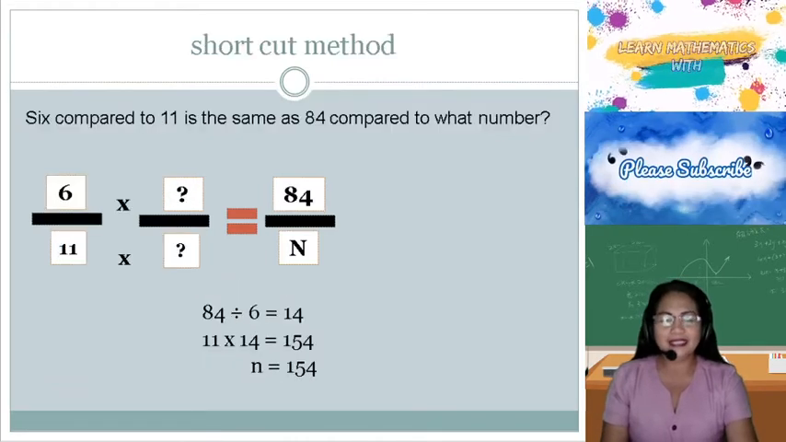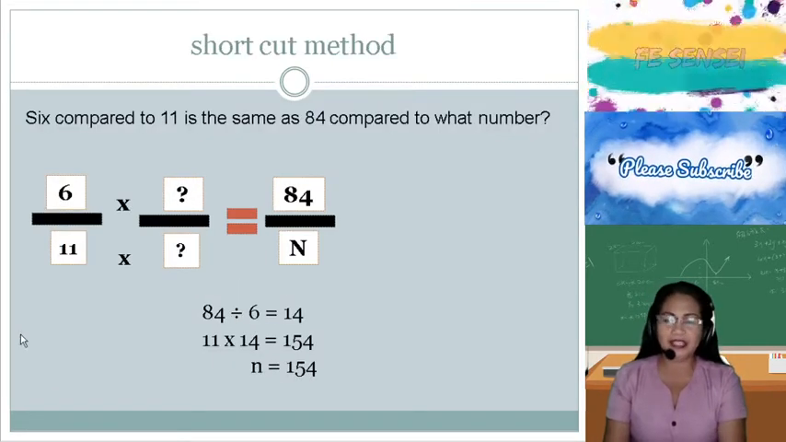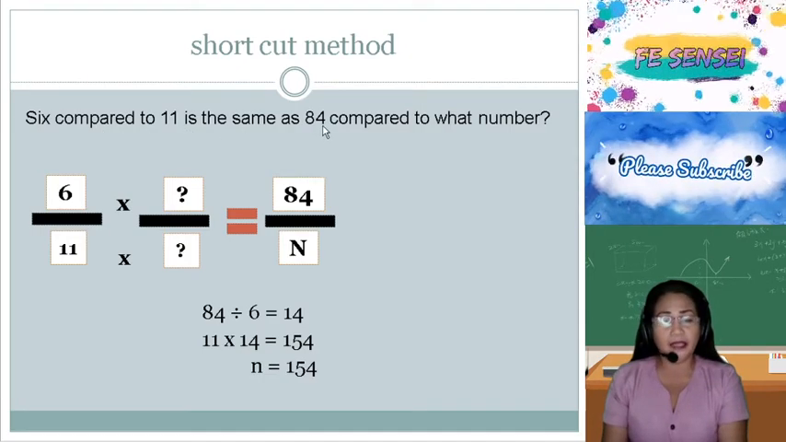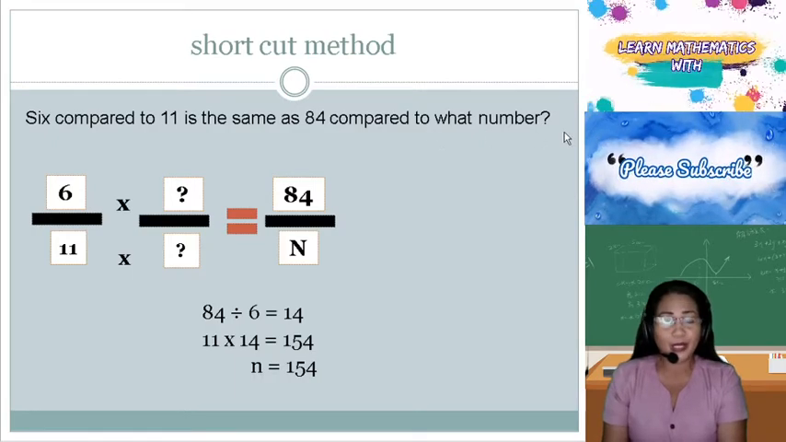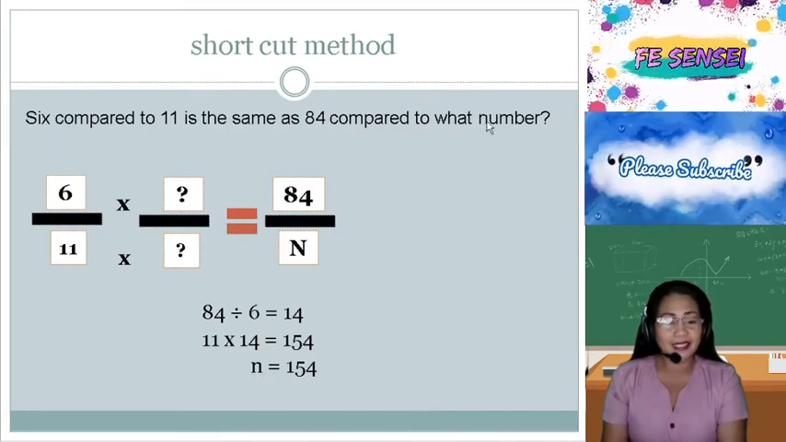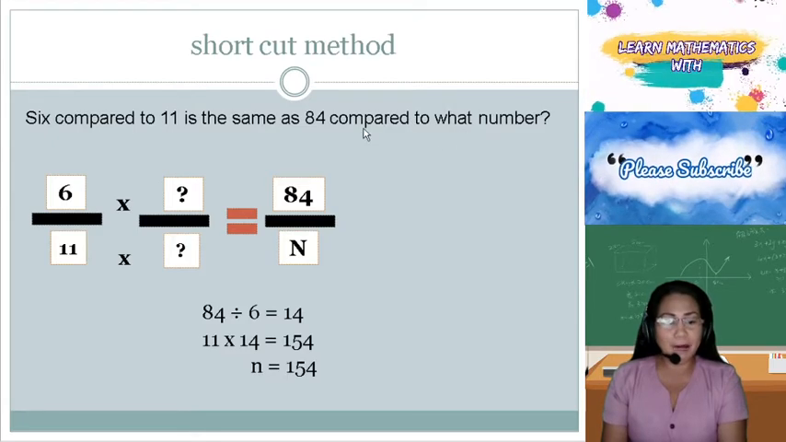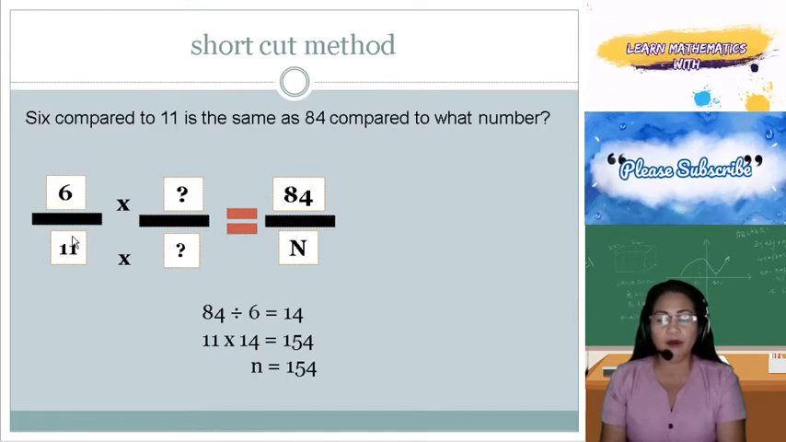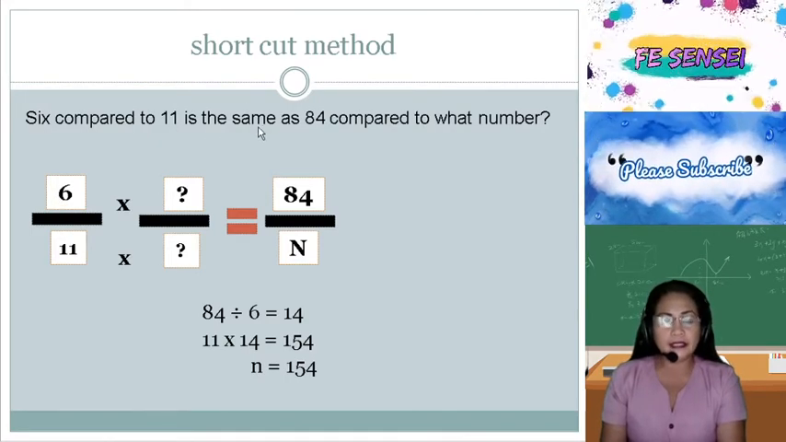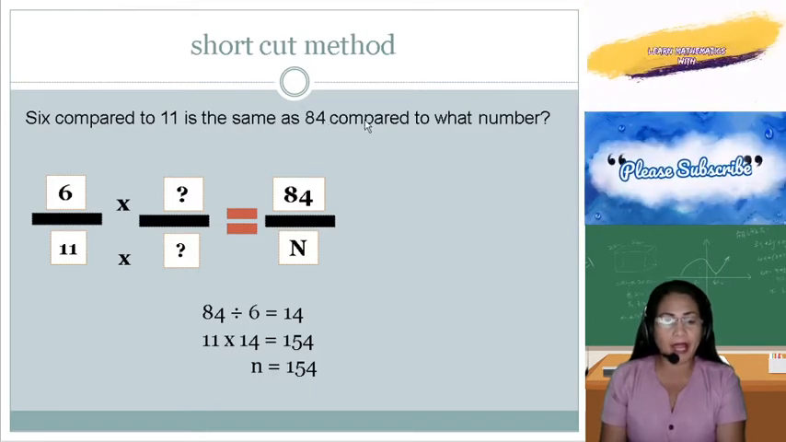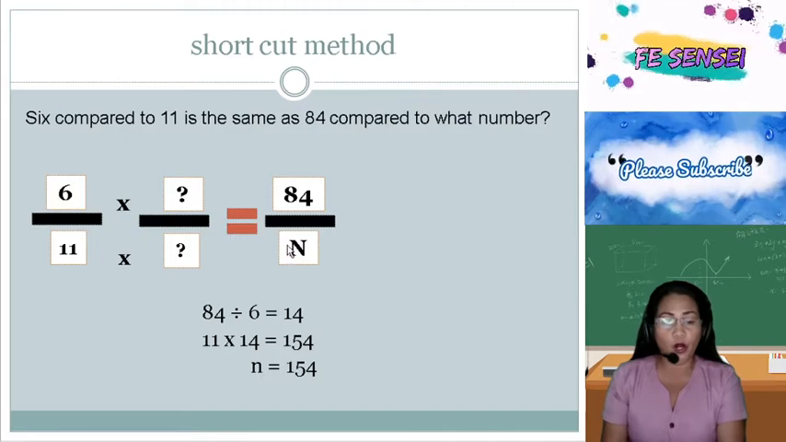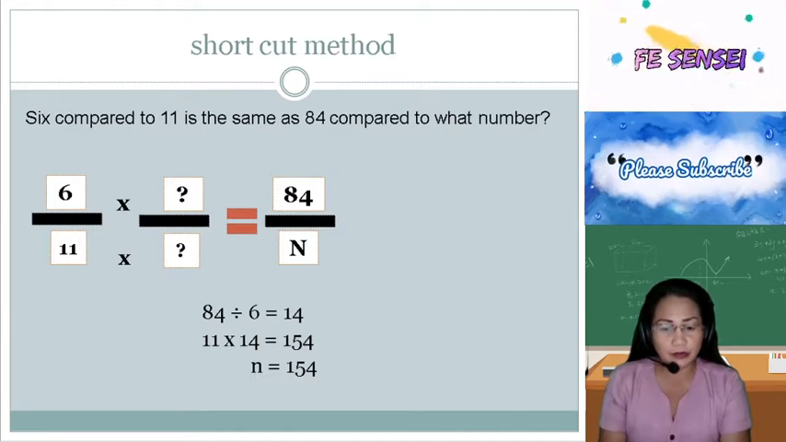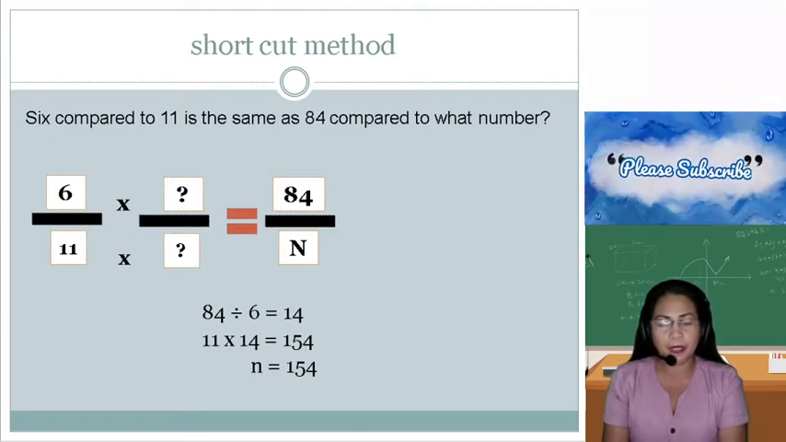Okay, let's have the shortcut method. 6 compared to 11 is the same as 84 compared to what number? So the missing term is the denominator of 84. 6 compared to 11, so that's 6 over 11 is the same as 84 compared to what number? So 84 over n, in which n is the unknown or the missing term.